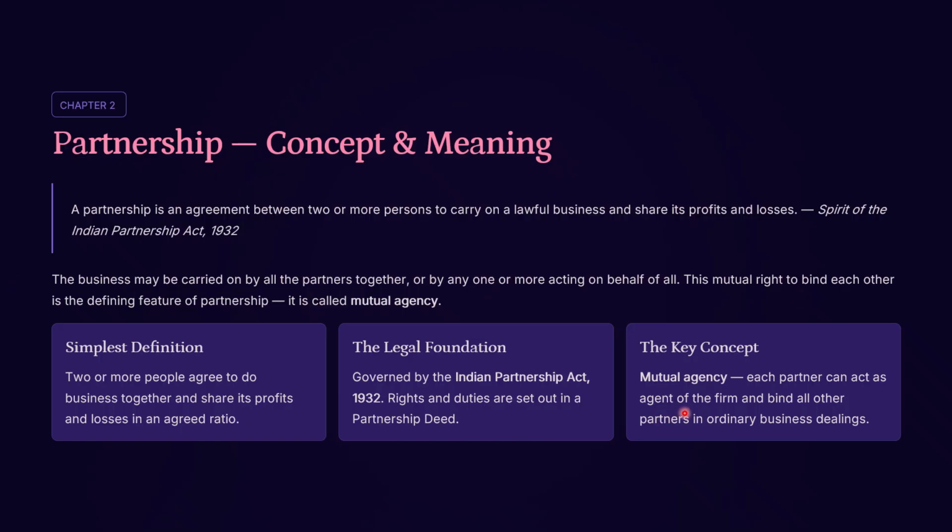Mutual agency means that every partner acts both as an agent and a principal. As an agent, a partner can act on behalf of the firm. As a principal, a partner is also bound by the actions of other partners. For example, if one partner purchases goods on credit for the business, all the partners become responsible for that transaction.